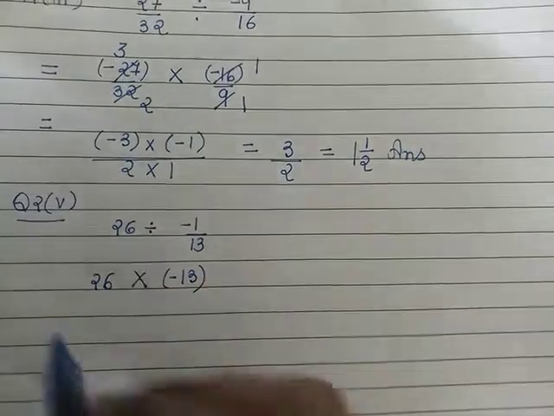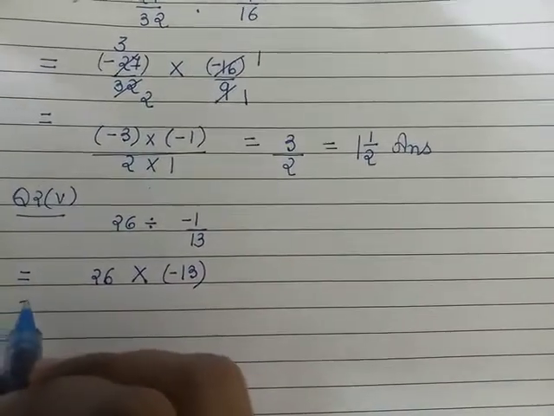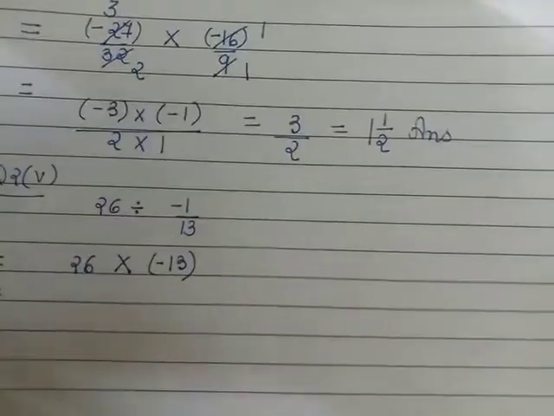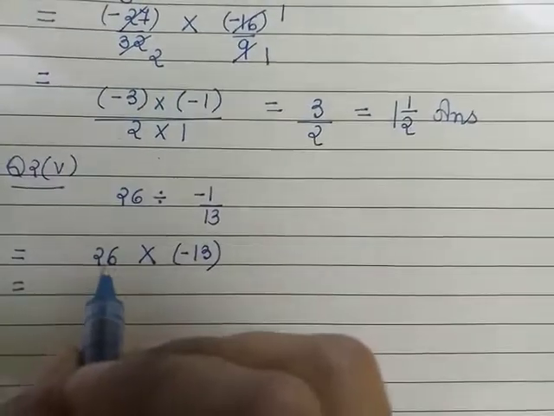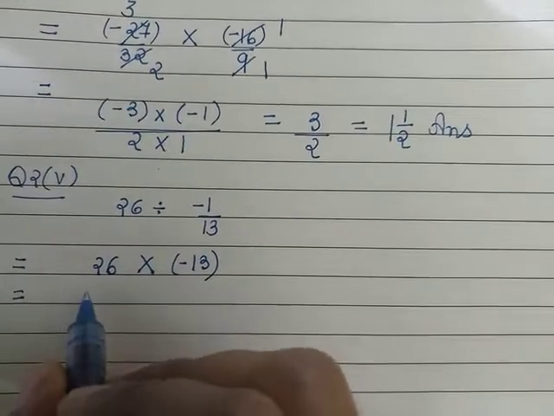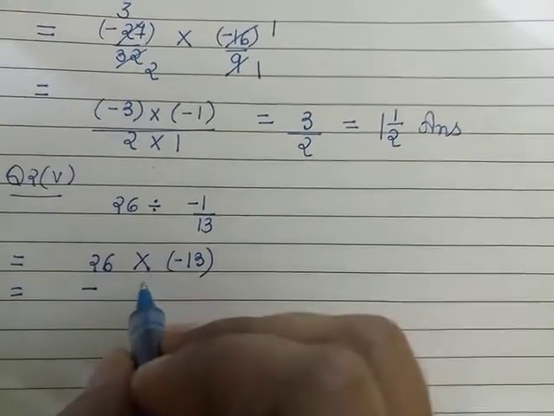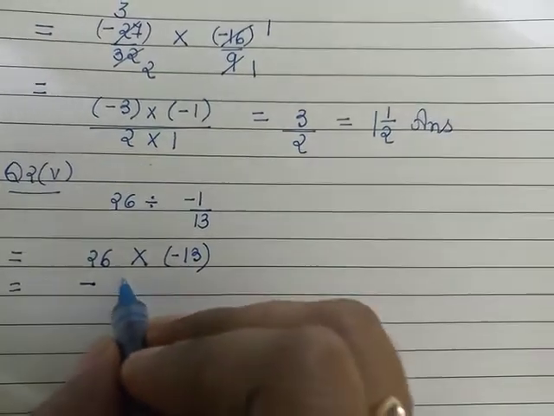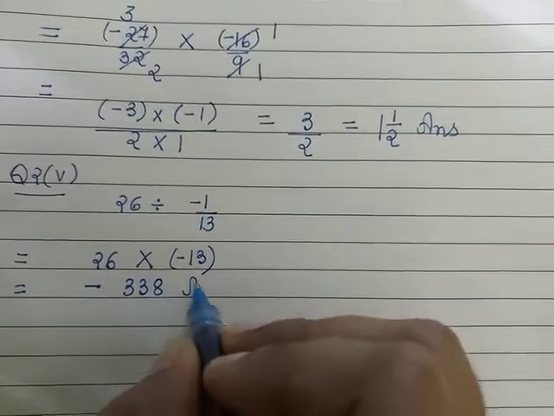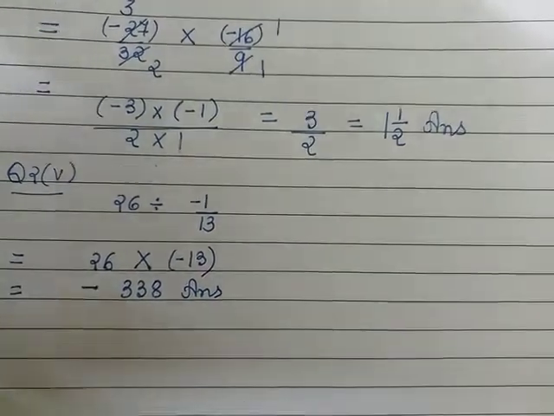Okay, children. Now what we will do, we will multiply 26 and 13. When we multiply it, what will we get? The negative sign is how many times? 1 time. So the sign is going to become minus. 26 into 13, when you multiply, what will you get? It's 338. Okay.